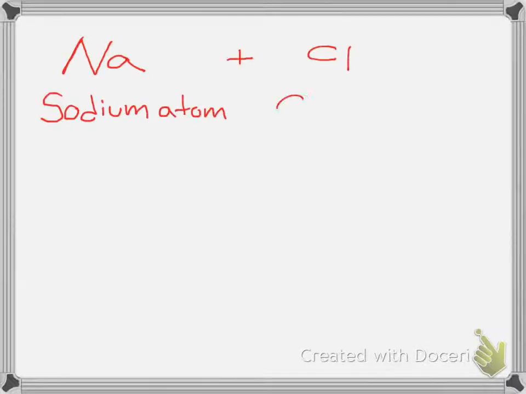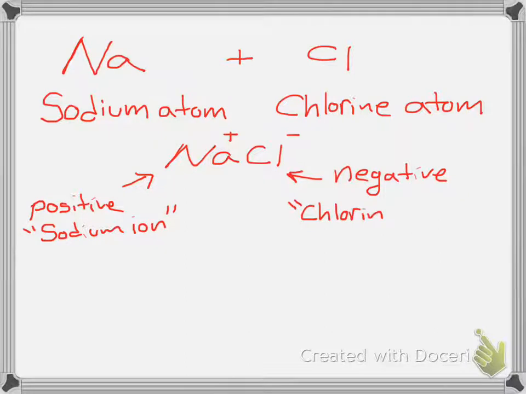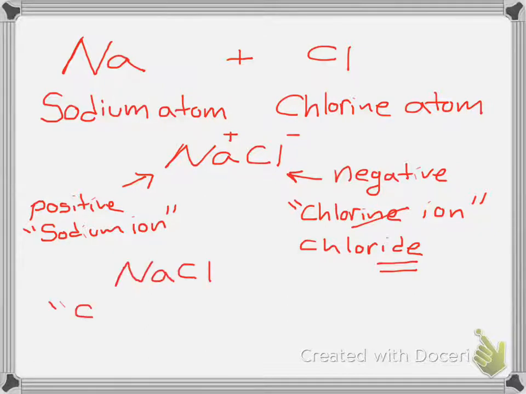In the video you just watched, you saw how a sodium atom and a chlorine atom are able to combine together. The sodium atom loses one of its electrons and thereby becomes a positive sodium ion. The chlorine atom, in gaining an electron, becomes negatively charged, but instead of calling it a chlorine ion, we call it a chloride ion, having dropped the end of the chlorine and added the IDE ending. So now the name of our compound, NaCl, is sodium chloride.